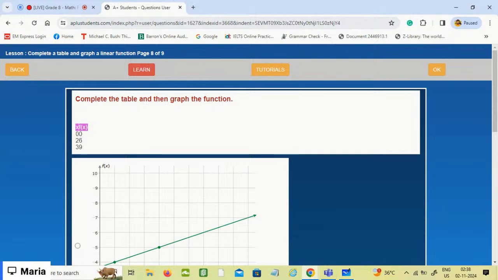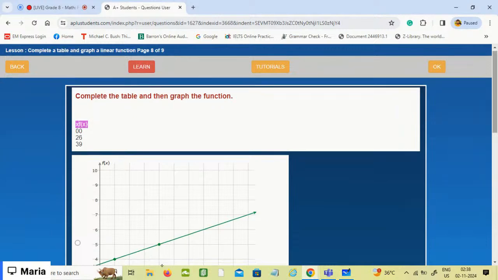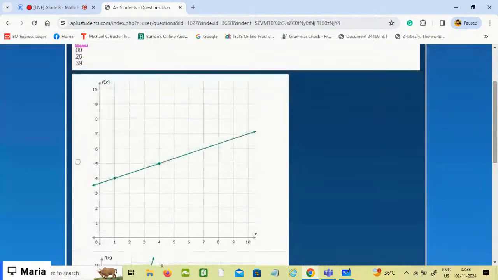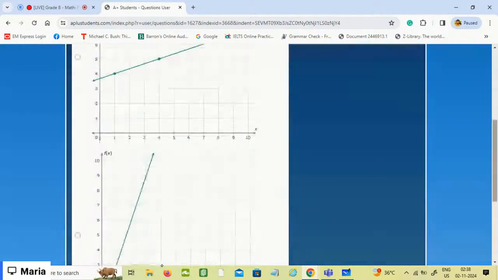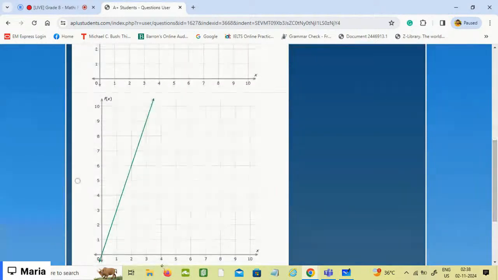Complete the table and then graph the function. So which is the correct option? 0, 0, 2, 6, 3, 9. So 0, 0 means the graph must be starting from the origin. So option number 2 is the correct option.